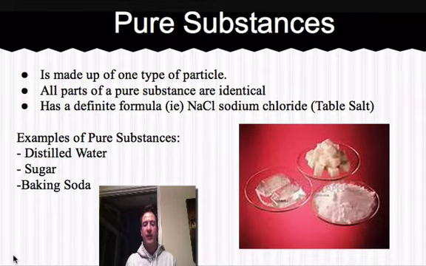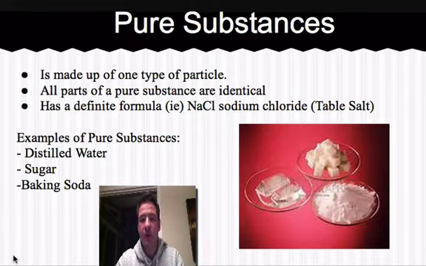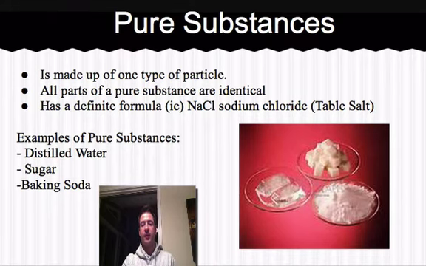Now, it also has a definite formula. Say we're doing table salt, well, it's sodium chloride, it's all sodium chloride. It's all that compound. It's all H2O, it's all sugar, depending on what type of sugar it is as well. Then we talk about mixtures. So pure substances, remember, one type of particle, all parts of the pure substance are identical. Okay, and there's some examples.